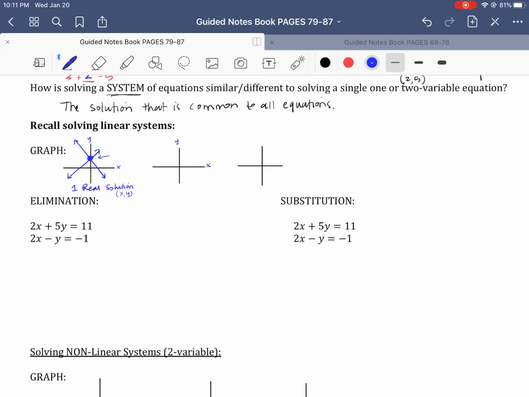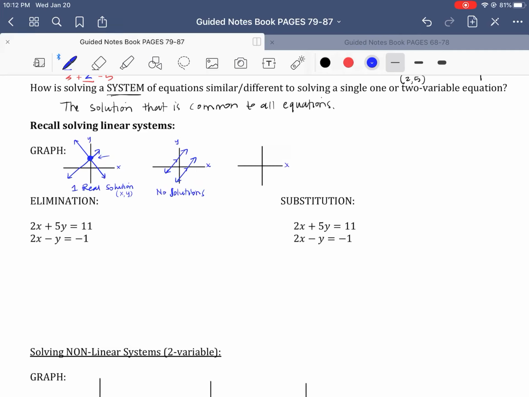You could also have parallel lines. So I'm not sure if my lines will look parallel, but if these are parallel, let's put this little symbol on it, means they're parallel. Those will never cross. So because there are 0 intersections, we would say that there are no real solutions, or we're just going to say no solutions on this one. They're never going to intersect, so we won't have a solution there.